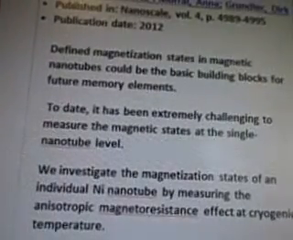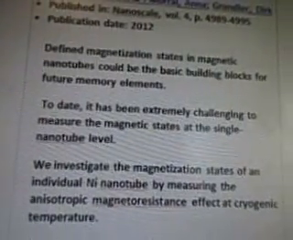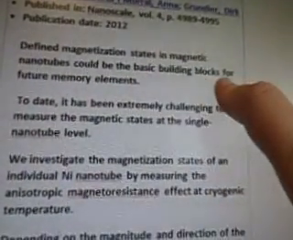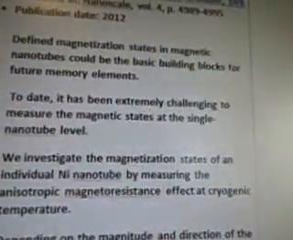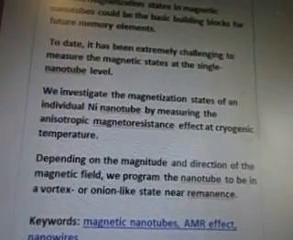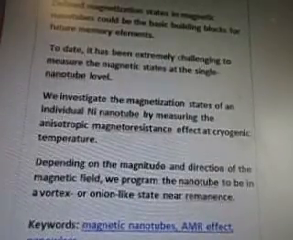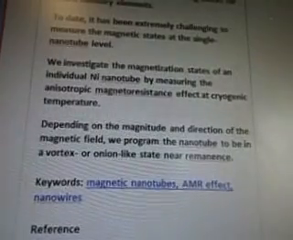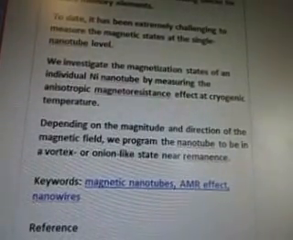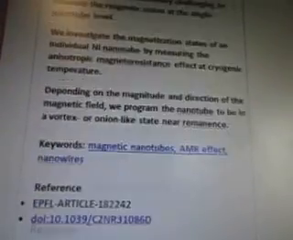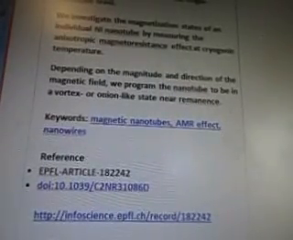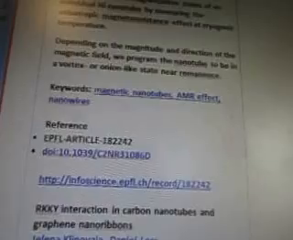So, and this is a quote, defined magnetization states in magnetic nanotubes could be the basic building blocks for future memory elements. So again, when I see basic building blocks and also future, we're looking at future types of inventions and stuff that you can make. To date, it has been extremely challenging to measure the magnetic states at the single nanotube level. We investigate the magnetization states of an individual nanotube by measuring the anisotropic magnetoresistance effect at cryogenic temperature. Depending on the magnitude and direction of the magnetic field, we program the nanotube to be in a vortex or onion-like state near remanence.